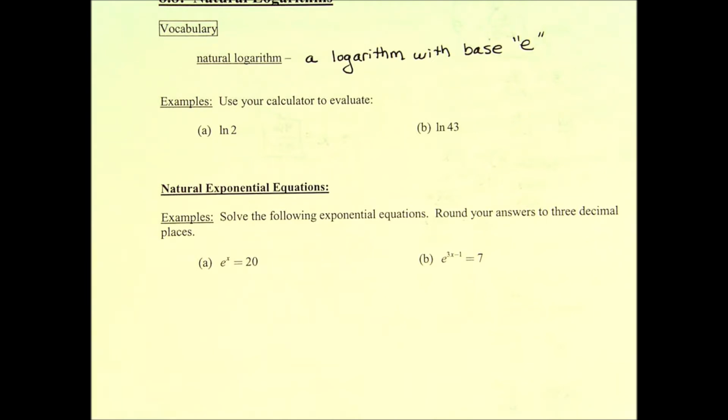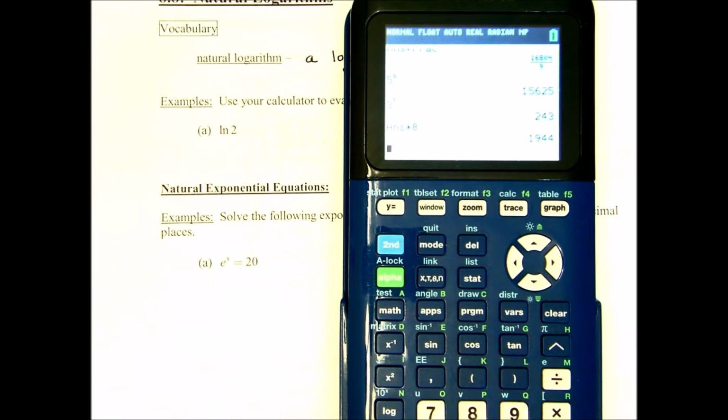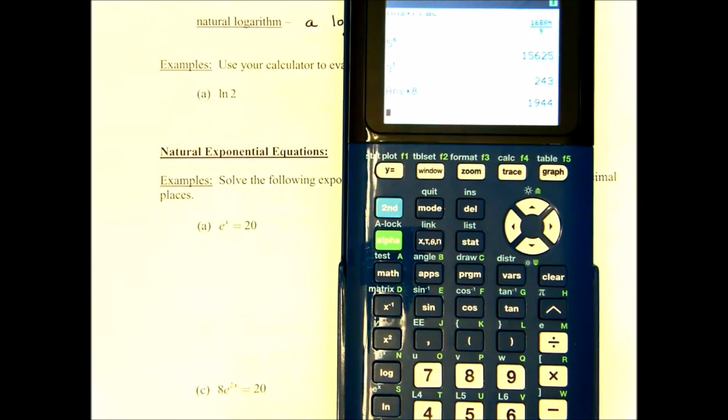So, for example, letter A is asking us to find the natural logarithm of 2. The log base e of 2. E raised to what power would give us 2? Well, there's a button on your calculator for this. On your calculator, find the button that says ln. On the graphing calculator, it's right below the button that says log, and it's on the same button as the e to the x key.